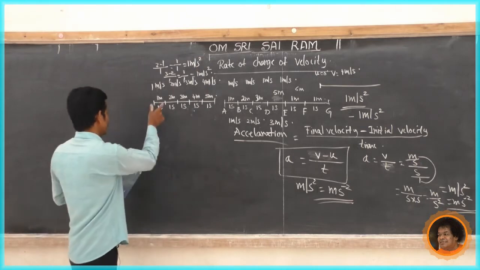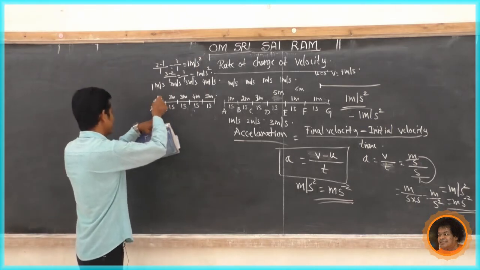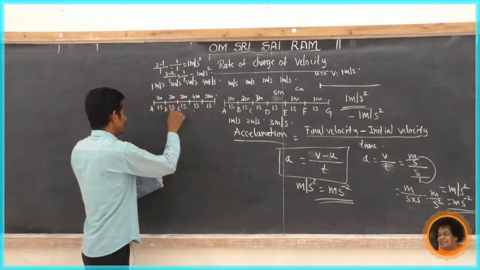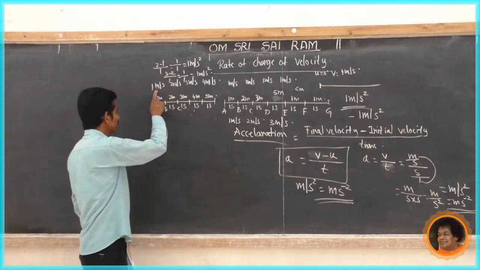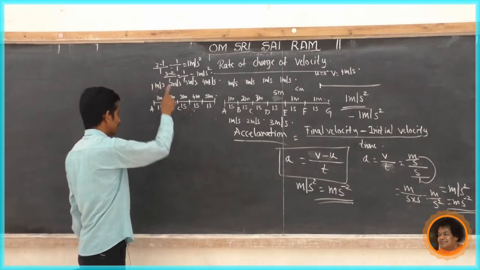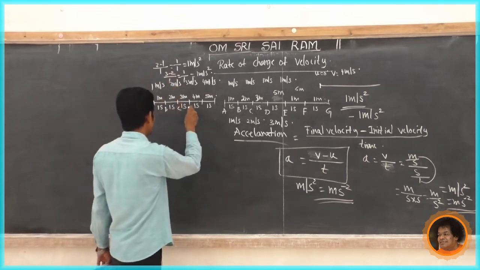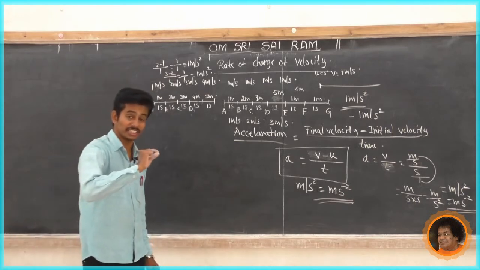Just look at this. Here A to B, in 1 second it covers 1 meter. B to C, in 1 second it covers 2 meter. What is the velocity in A to B? 1 meter per second. B to C, what is the velocity? 2 meter per second. C to D, what is the velocity? Velocity is increasing.